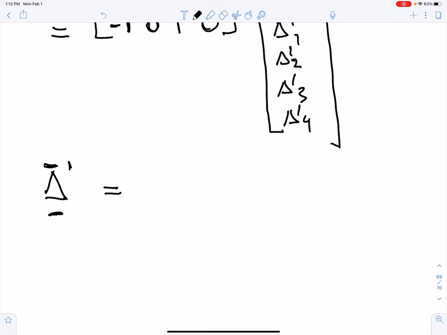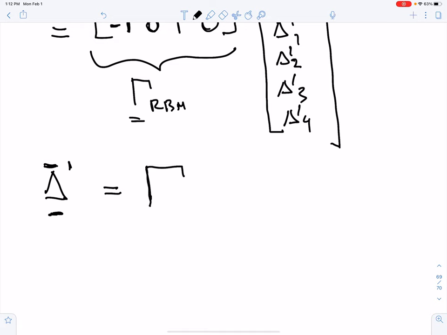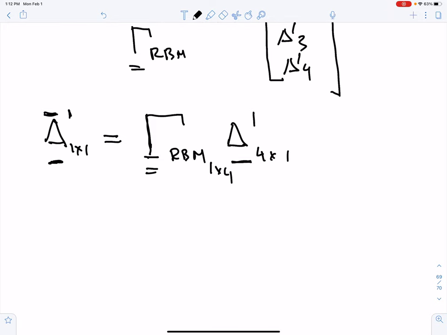So then, delta prime bar, as a vector, although this is just 1 by 1, equals some matrix. I'm going to call it gamma RBM, okay, times delta prime. Okay, so this guy is 1 by 1. This guy is 4 by 1. This guy is 1 by 4. Okay, so RBM, recall, stands for rigid body mode.